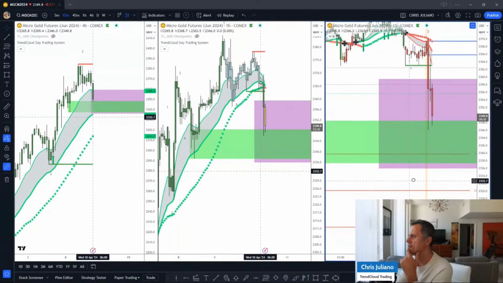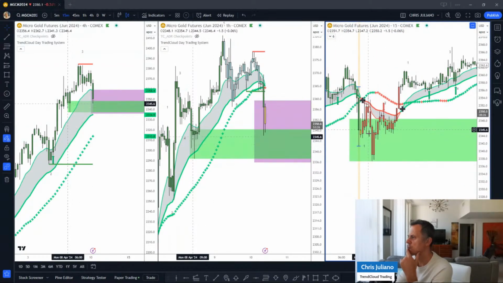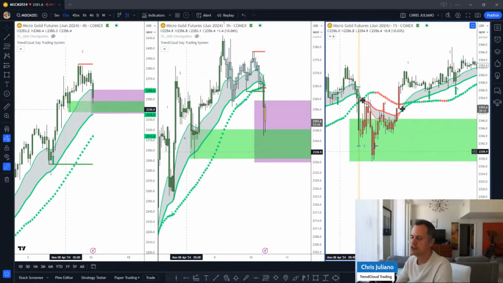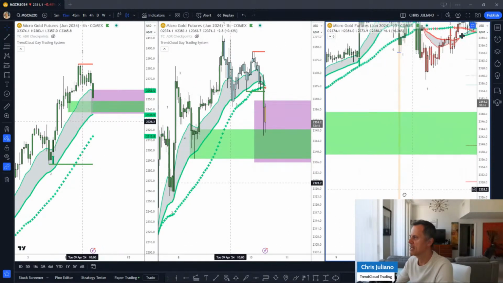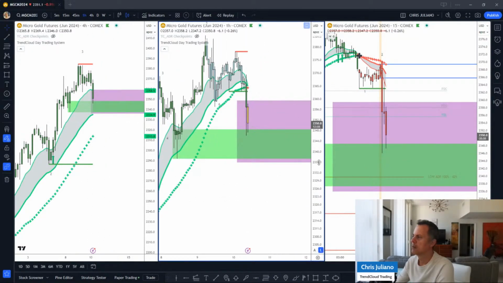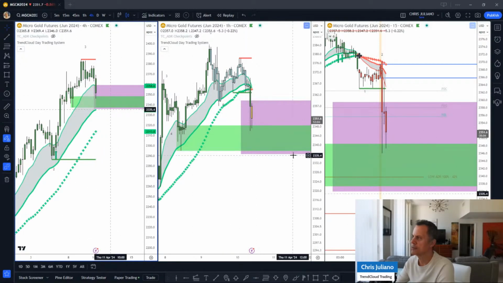What does it look like on the 15? Look left. There you go. Drop base rally into a rally base rally, this sort of consolidation here. We're just going to box that out, and you can see it made a reaction off of that area. Very cool stuff. That's very important to understand.